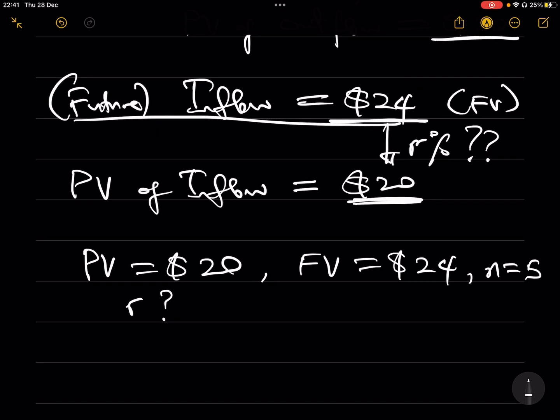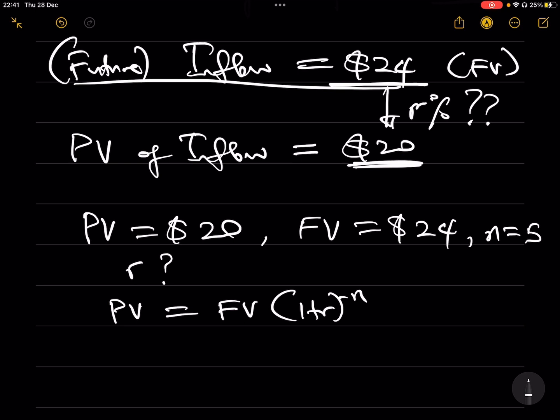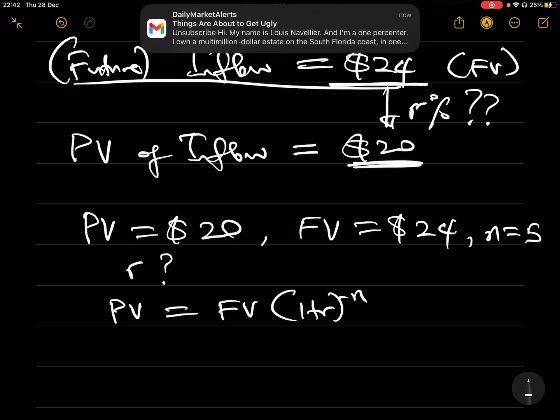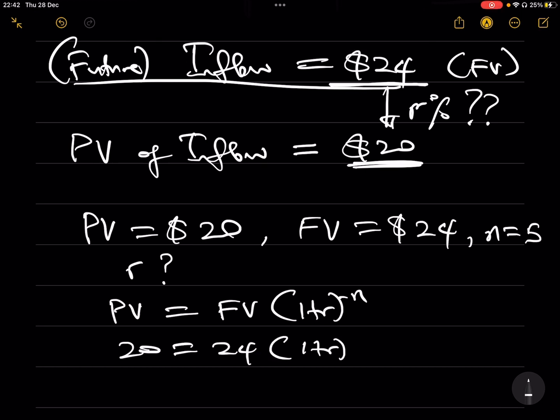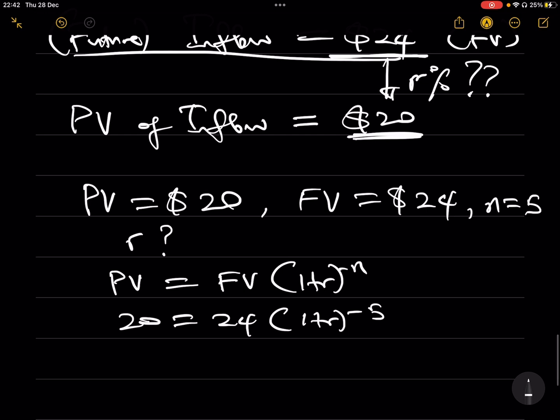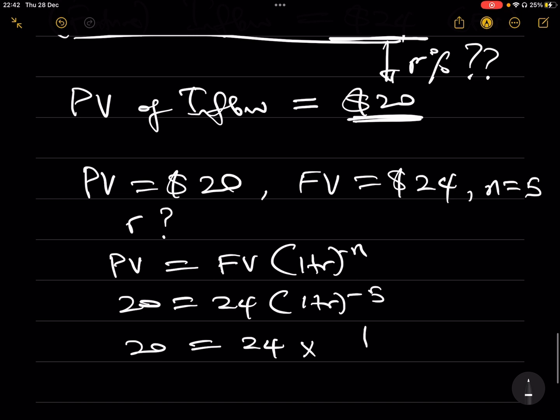Now we can simply use just bullet cash flow, so it's easy. There are no cash flows happening after year 1, so it's just year 0 and the final year. So we can say PV equals to FV, bracket 1 plus R raised to power minus N, right? So which means it's easy. We can just use $20 equals to 24 into 1 plus R raised to power minus 5. Right? So that's 20 equals to 24 multiplied by 1 over 1 plus R raised to power 5.